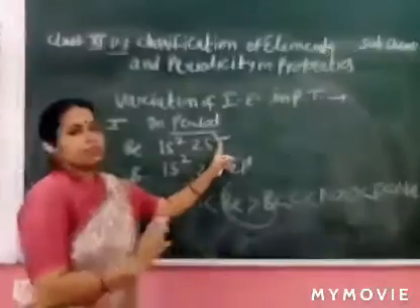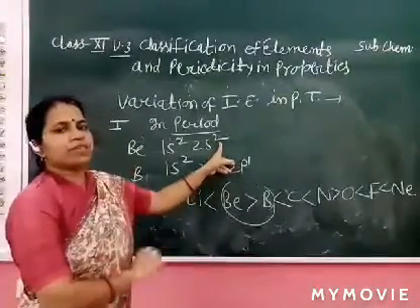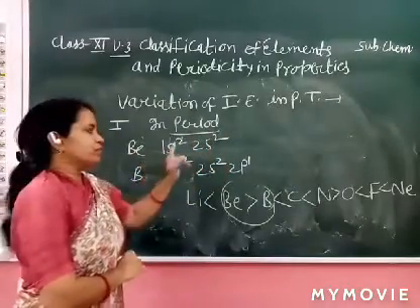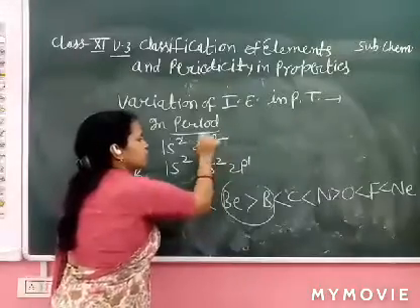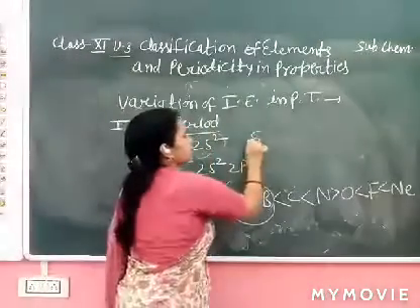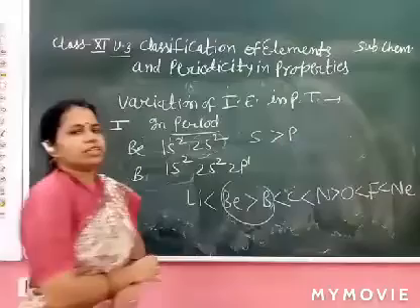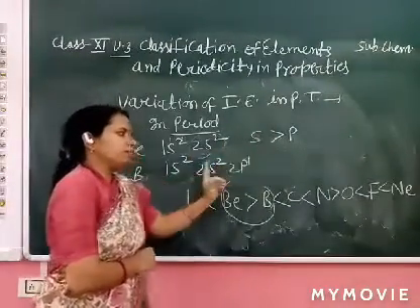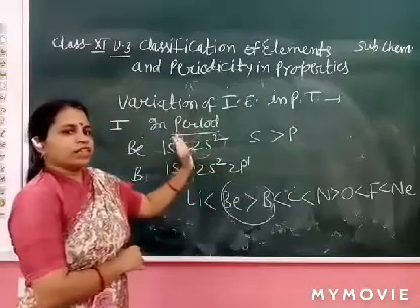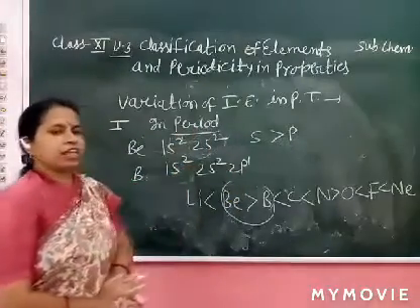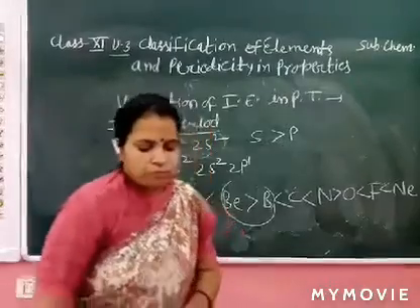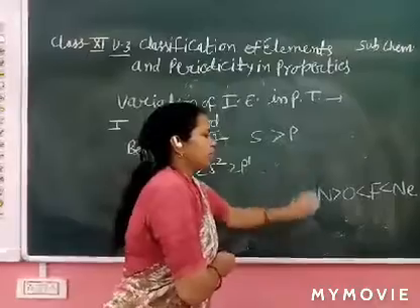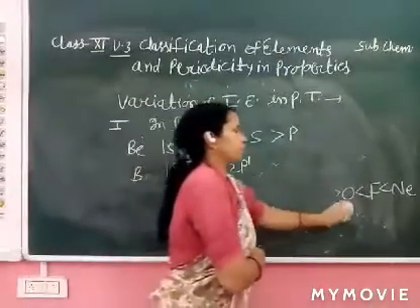There are two factors. First, the s orbital is fulfilled, so the ionization enthalpy is high because it is difficult to remove the electron. Next is penetration power. The penetration power of an s orbital is greater than that of a p orbital. So the ionization enthalpy of beryllium is greater than boron. Now, the next exception is that the ionization enthalpy of nitrogen is greater than oxygen.